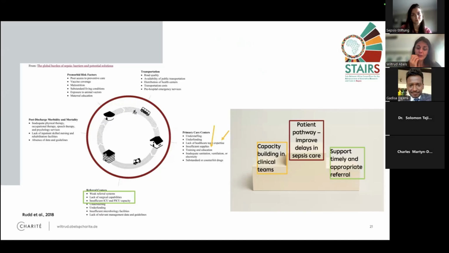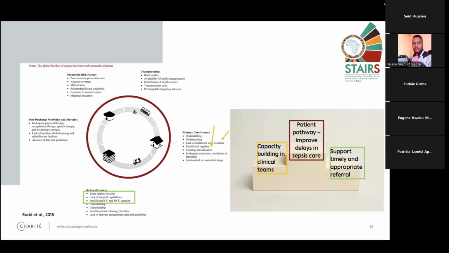And the third thing, last but not least, is, how can the system be supported? So we know that sometimes referrals of these critically ill sepsis patients don't happen in time. Referral systems are not always strong. There is a lack of capacity, lack of ICU beds, lack of pediatric ICU beds, which then again makes speedy diagnosis and treatment very essential.